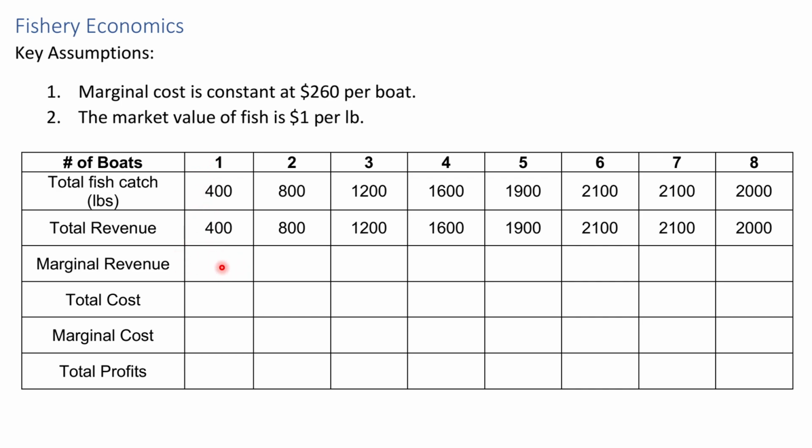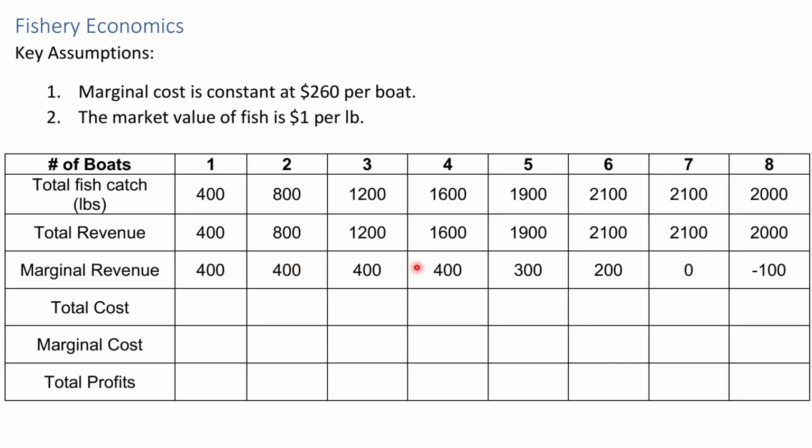So for example, this one will be 400 because before the first boat there was zero revenue. So now there's 400. There's the $400. So the marginal revenue here will be 400. The second one, find the difference. 800 minus 400. That is going to be 400 as well. Okay, and so we can keep going and going down, until we get to number 7.